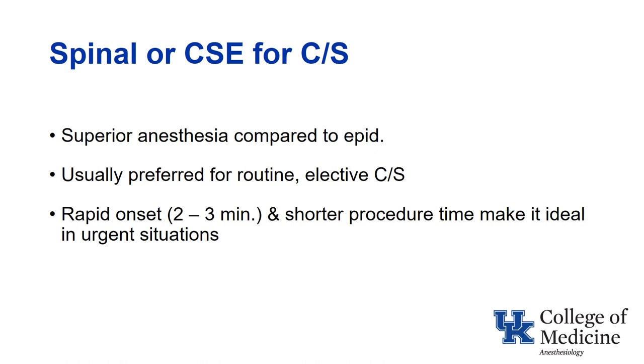Also, in terms of efficiency, it has a more rapid onset. So you're going to have a block within 2 to 3 minutes rather than within 10 to 15 minutes. It takes less time, so you have a shorter procedure time, and so that can make it ideal in urgent situations. Say the obstetricians are concerned about a tracing, but they say you have a few minutes to try to do a neuraxial, or, you know, the woman is 9 centimeters and baby's breech, and so we need to move quickly, but we have a few minutes. A spinal, especially a single shot spinal, could be a good choice in that situation.